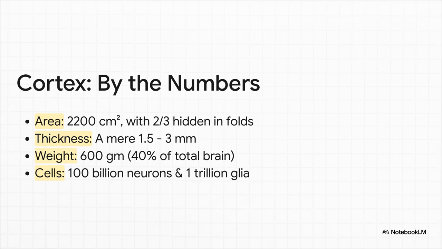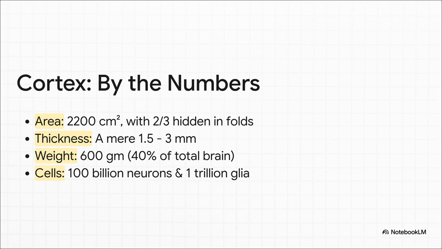You know, the sheer scale of the cortex is just mind-blowing. Its total surface area is around 2,200 square centimeters, which is about 2.5 square feet. But get this, and this is the crazy part. 2/3 of that entire surface area is actually hidden away, tucked inside all of those folds. And even though it's only about 1.5 to 3 millimeters thick, it weighs 600 grams, which is a whopping 40% of the entire brain's weight.